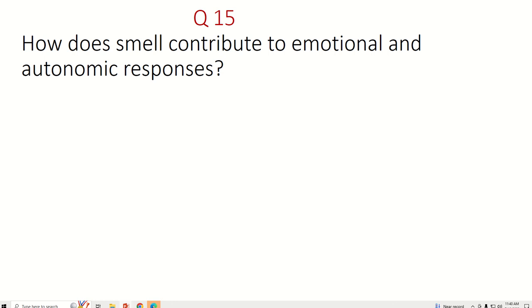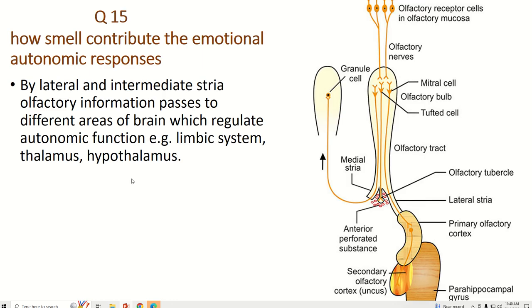How does smell contribute to emotional and automatic responses? By the lateral and intermediate stria, the olfactory information passes to the different areas of the brain which regulate autonomic functions: the limbic system, thalamus and hypothalamus.